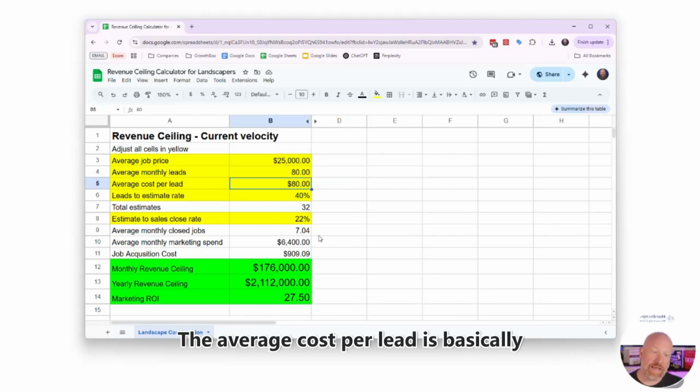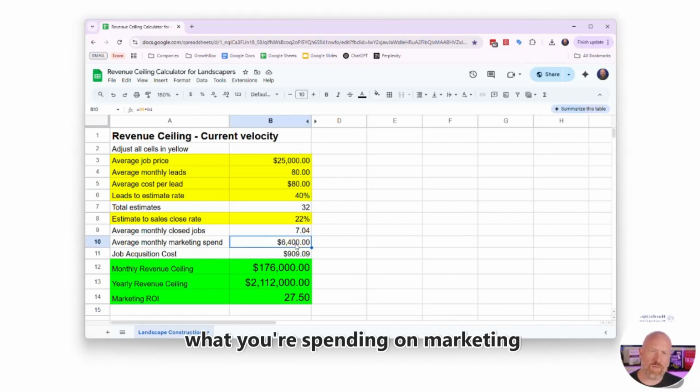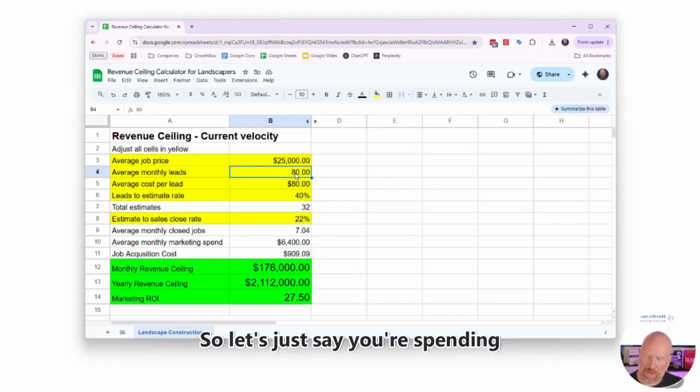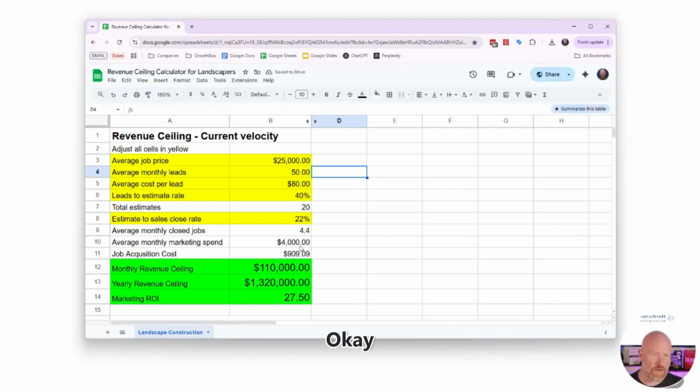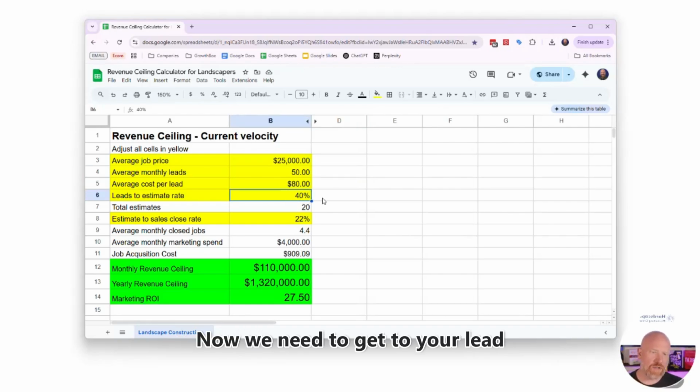The average cost per lead is basically what you're spending on marketing divided by the amount of leads that you have. I know referrals are free. You don't have to pay for that. But for this scenario, what we want to figure out is with our marketing budget and all the marketing channels that we have, how many leads are we getting and how much cost per lead are we averaging across all channels. So let's just say you're spending $50 a lead, so $4,000 a month on your marketing. Okay. Now we need to get to your lead estimate rate.